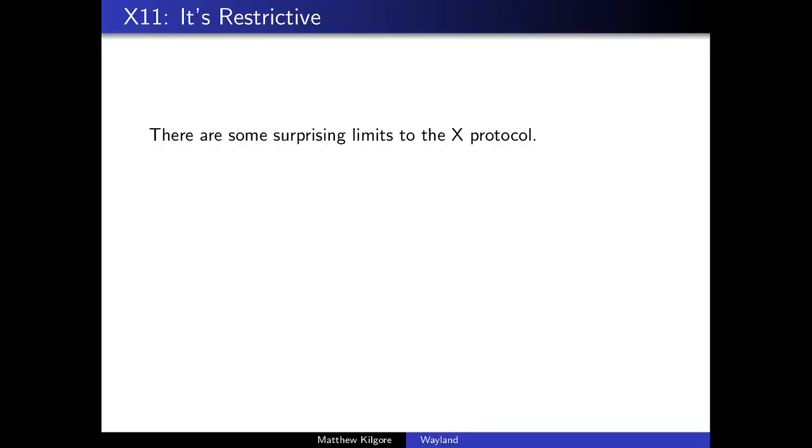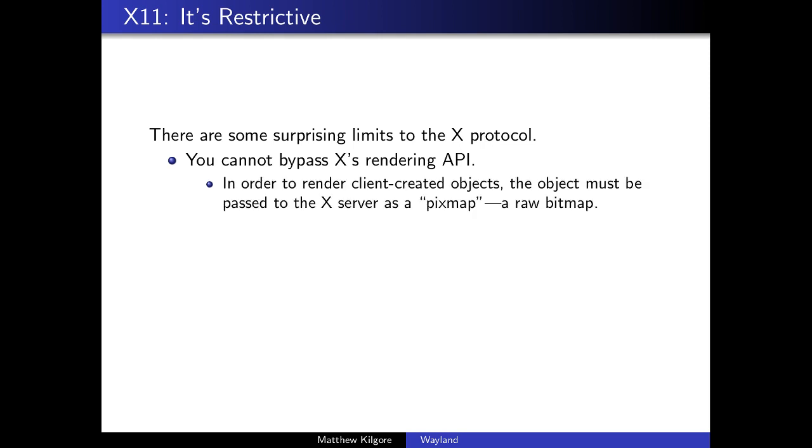Third of all is that X11 is surprisingly restrictive. There's a lot of stuff that is surprisingly limited. For example, that rendering API, you cannot bypass it. If a client wants to render something that it created, it has to pass it to the X server as a pixmap, a raw bitmap. And as I'm sure you can guess, that is awful for 3D graphics.